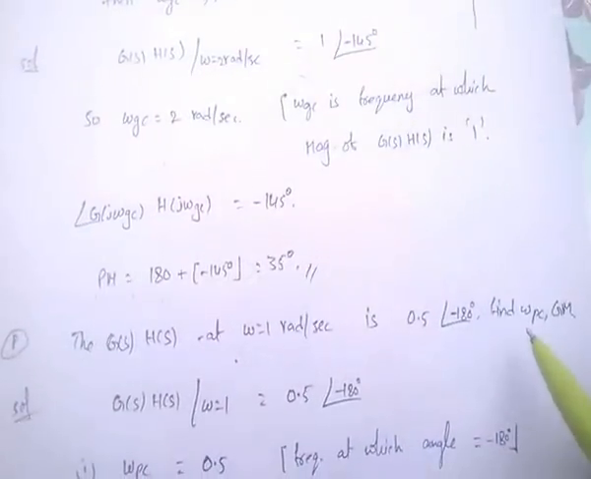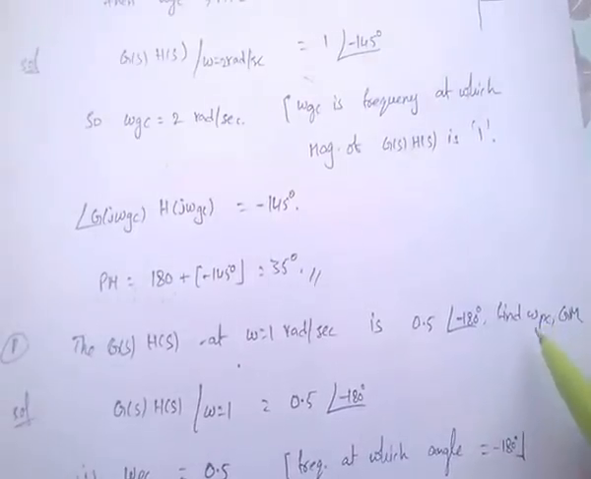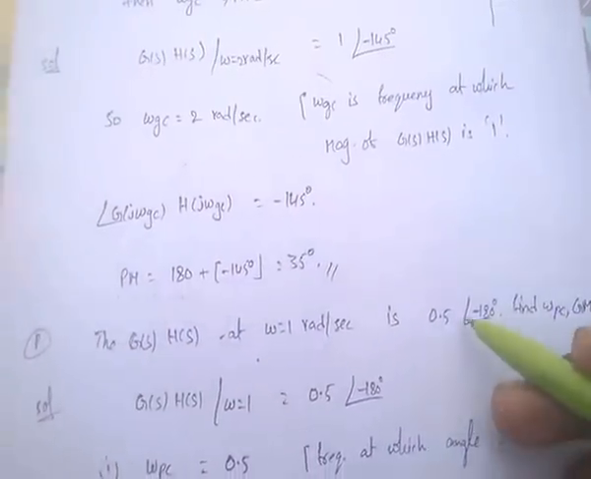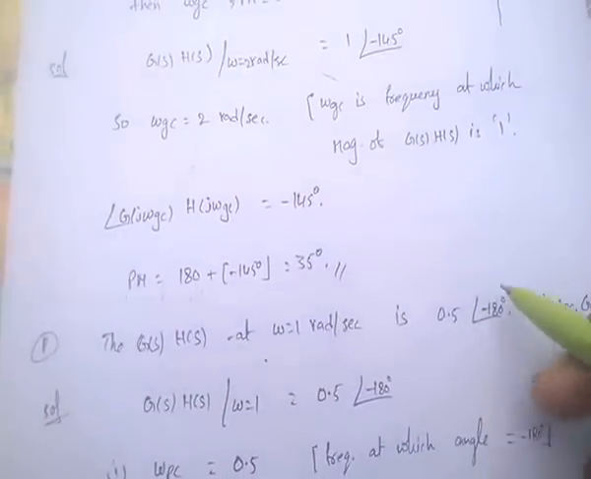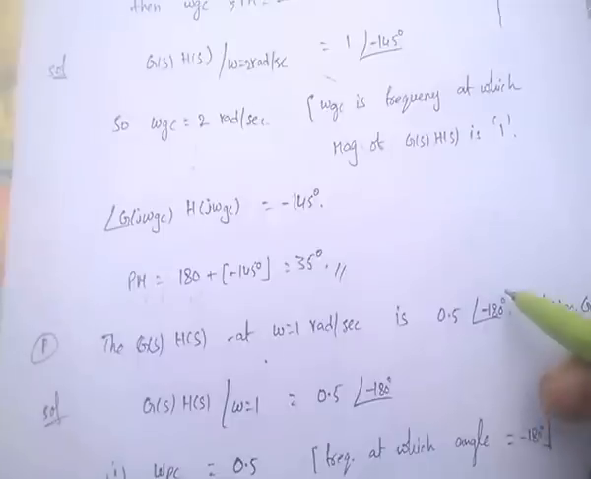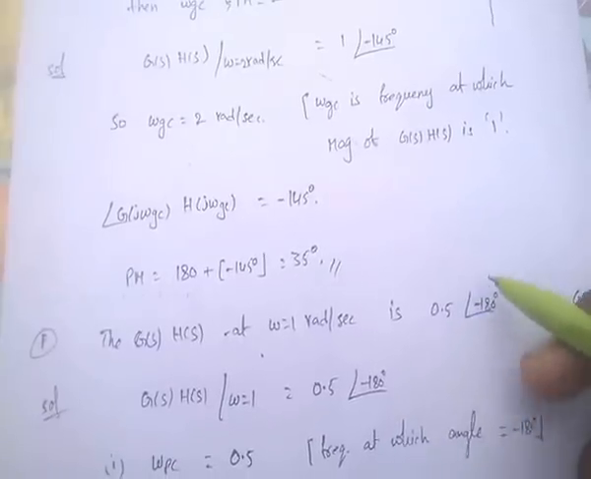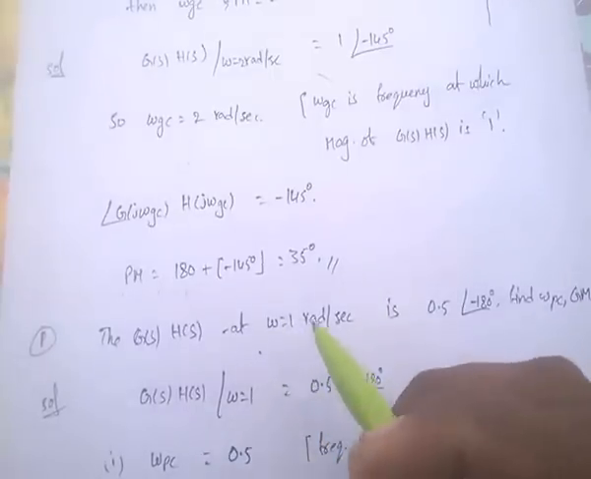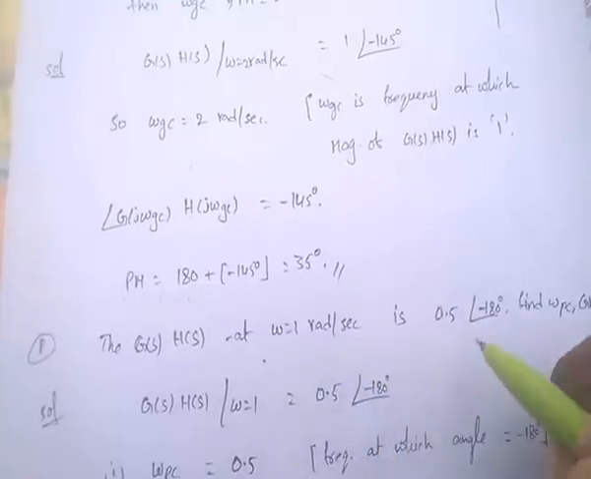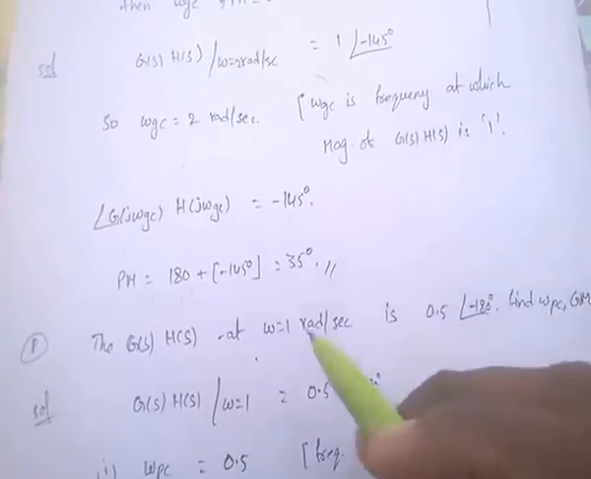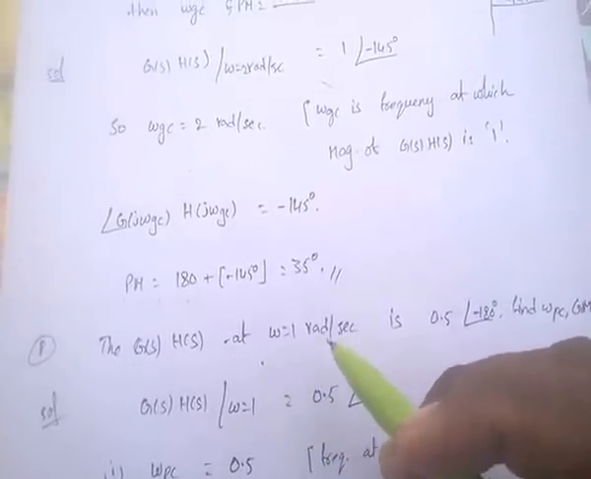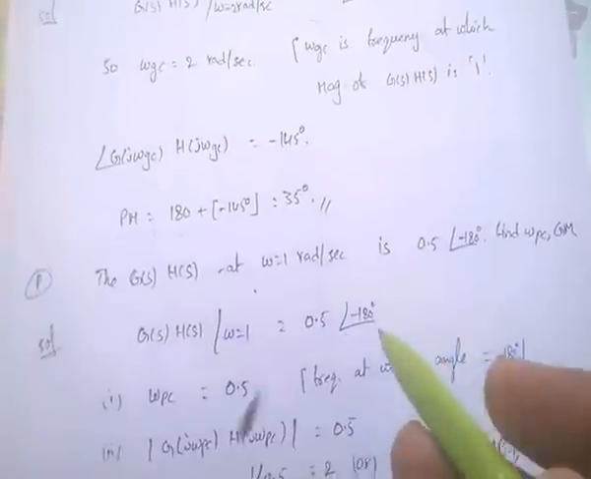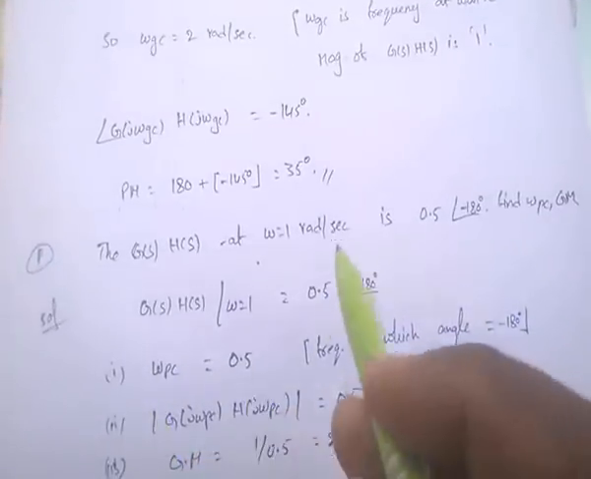What is the phase crossover frequency? The frequency at which the phase angle is minus 180 degrees. For this minus 180 degrees, omega equals 1 radian per second. In the case of omega equal to 1 radian per second, the phase angle is minus 180 degrees. So omega equal to 1 is the phase crossover frequency.